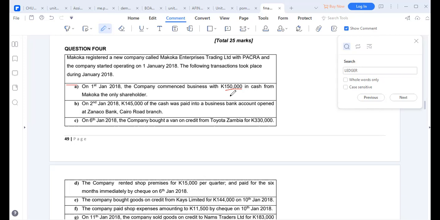Yes. So there's capital account and cash account. Very good. We have got capital account and cash account. Now, which account there is a giver, which account is a receiver?